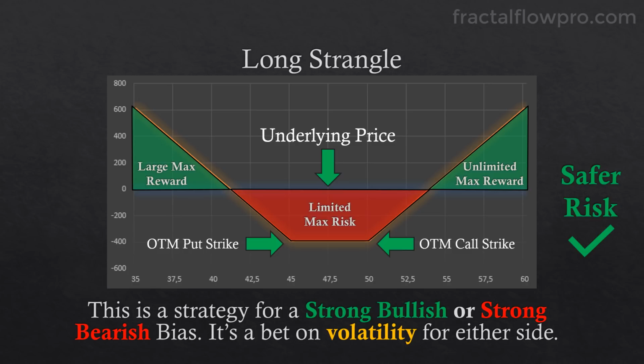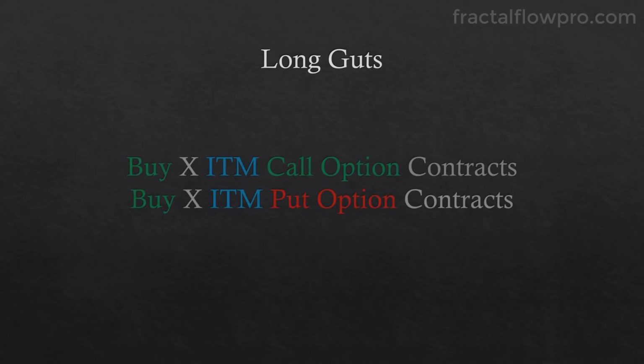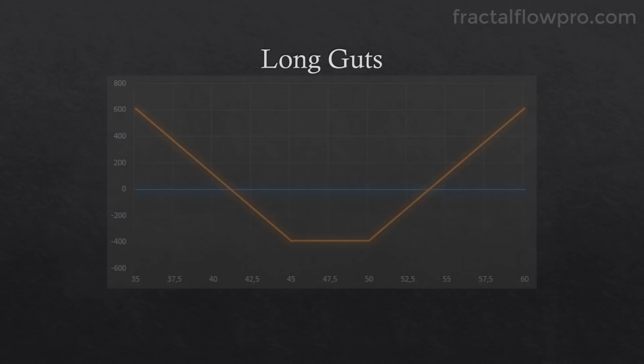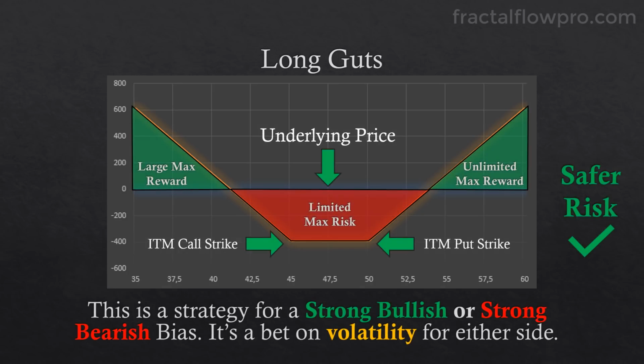The long gut strategy is very much the same as the long strangle, but instead of buying out-of-the-money call and put options, we buy in-the-money call and put options of different strikes. The payoff is very similar to the long strangle, and the risk profile is also very similar. The main difference is in the way of building the strategy with the in-the-money options instead of out-of-the-money options, like in the long strangle. The long straddle, long strangle, and long gut strategies are all bets on market volatility.